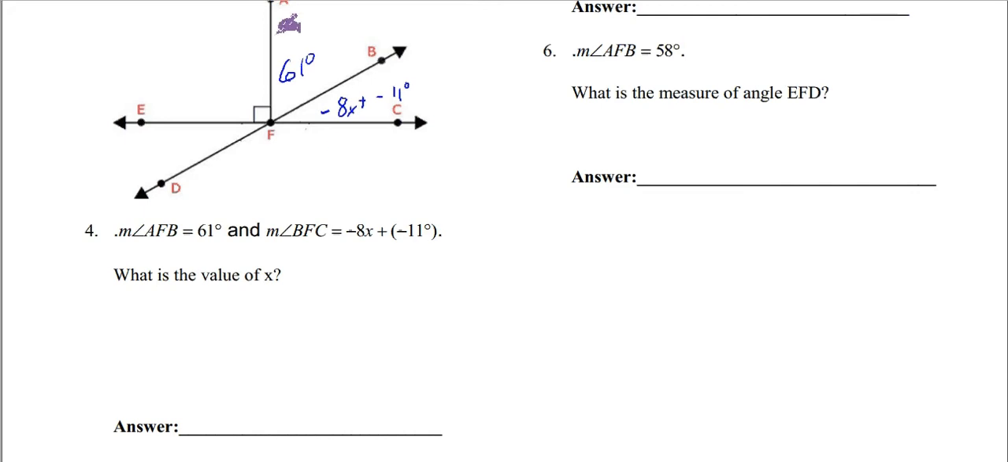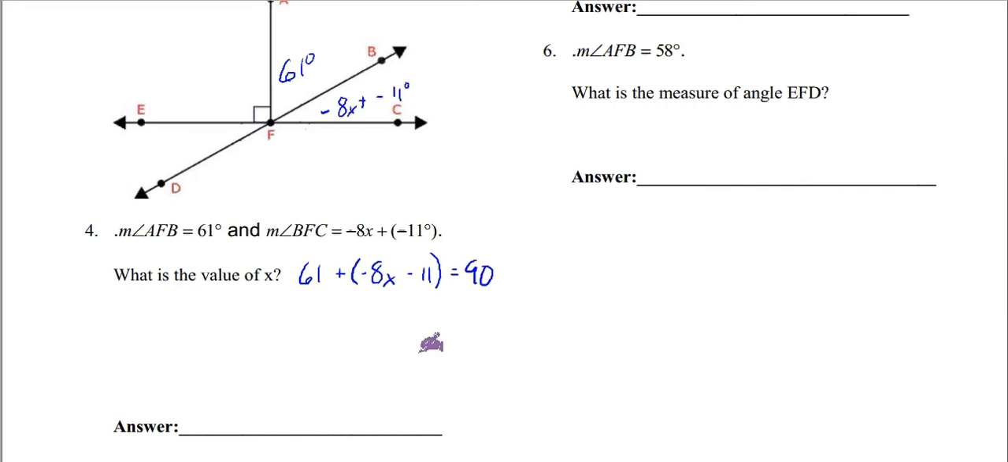Well, we can see that right here is a 90 degree angle, because we know that this is a straight ray and this is a straight line all the way across. This is 90, so this must be 90. That's supplementary angles, right? They add up to 180. So 61 plus negative 8x minus 11, those two must add up to 90. So we could just write that equation, 61 plus negative 8x minus 11 must come out to be 90.